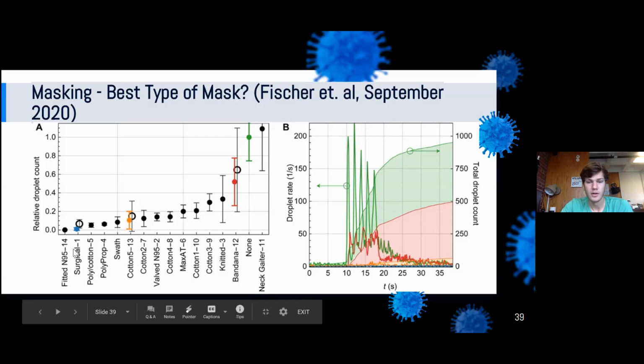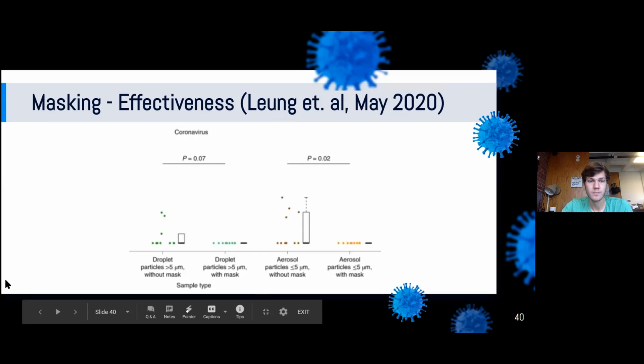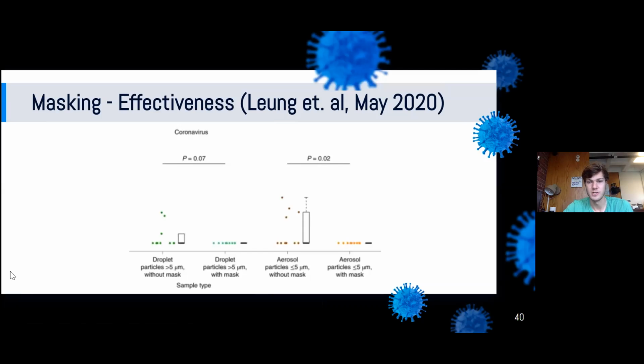And if we go on here to the next slide, here's just a visual on the effectiveness of masks from a different study. And I thought this was interesting because it takes into account droplet particles, which are just bigger particles, as well as aerosol particles, which are the smaller than 5 micrometer particles. And you see that with the surgical mask used here, there's a very sharp decrease in number of particles emitted. Just thought it was a good visual comparing bigger and smaller droplets. So moving on here.